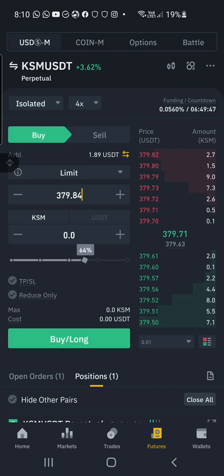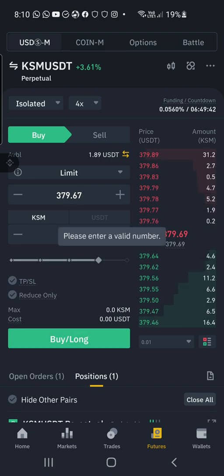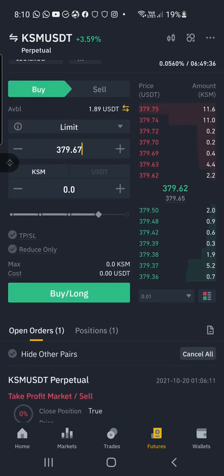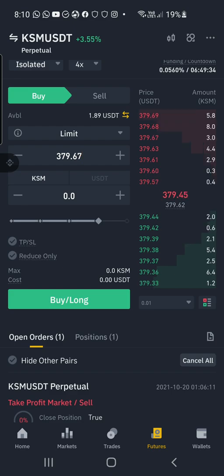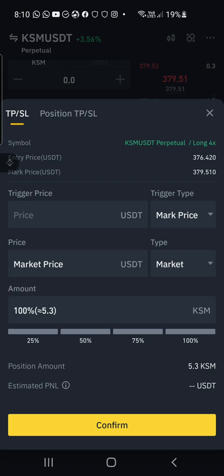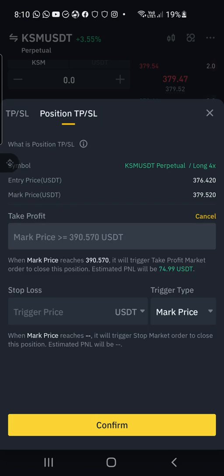So once you decide for how much you want to open your position and for the price, click on buy/long, and you will have a position open. First, the open order, where it will buy. Once it's done buying, it will be just a position like this. So if you click here on stop profit and loss, this will come up. You click on position TPSL, and this will come up. So this basically is take profit and stop loss.